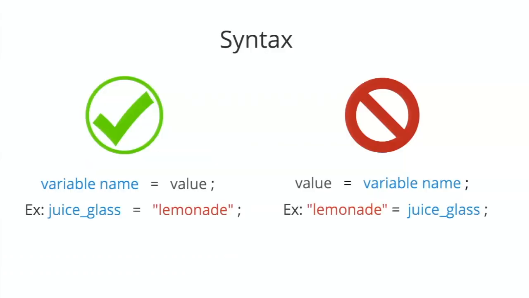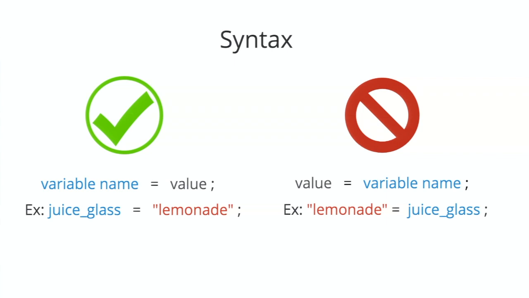So again, we'll look at some examples, 3 examples of syntax here. On the left, we have a green check mark. This is going to be a good example. And on the right, we have obviously a no sign in red. So variable name equals value semicolon, okay? That is the correct way of declaring a variable and including some kind of value within it. It's a way of containing a value within a variable.